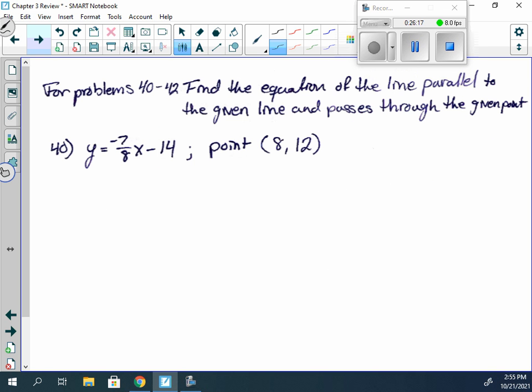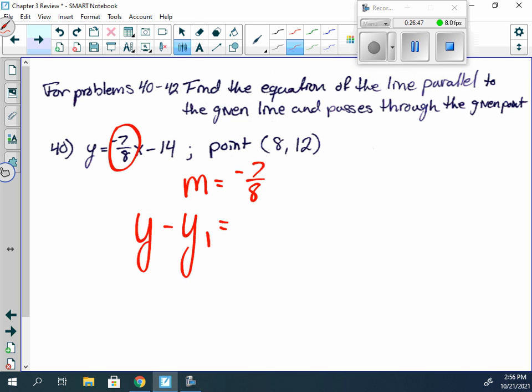Questions on 40 through 42. Is there one of them that we want to at least look at? Are we good? 40? So if we're finding the equation of a line that's parallel to the given line, the slopes will be the exact same. So the slope of this line would be -7/8 because it's going to match up with that one. Do we need anything else from this equation here? No. Yes.